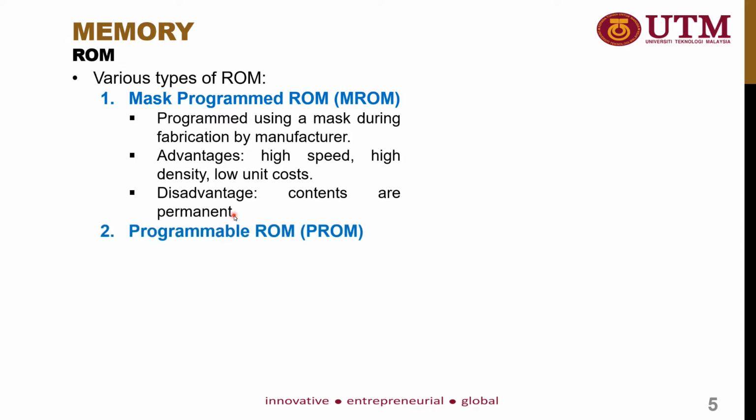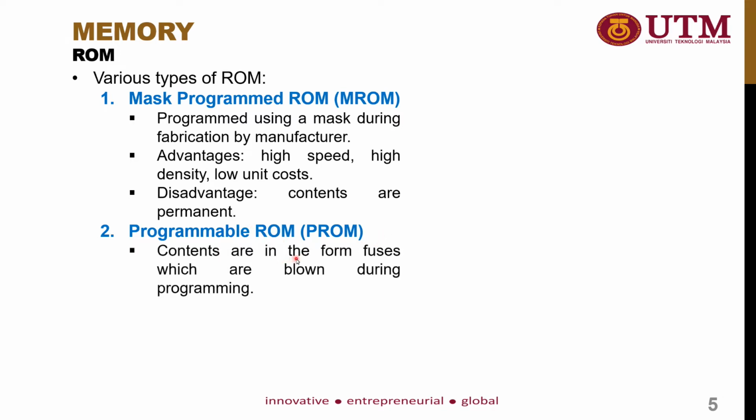So next, the next type of ROM is the programmable ROM. In the programmable ROM, the contents are in the form of fuses which are blown during the programming. Once blown, the fuses cannot be restored. So the programmable ROM is a type of ROM that you can custom program.